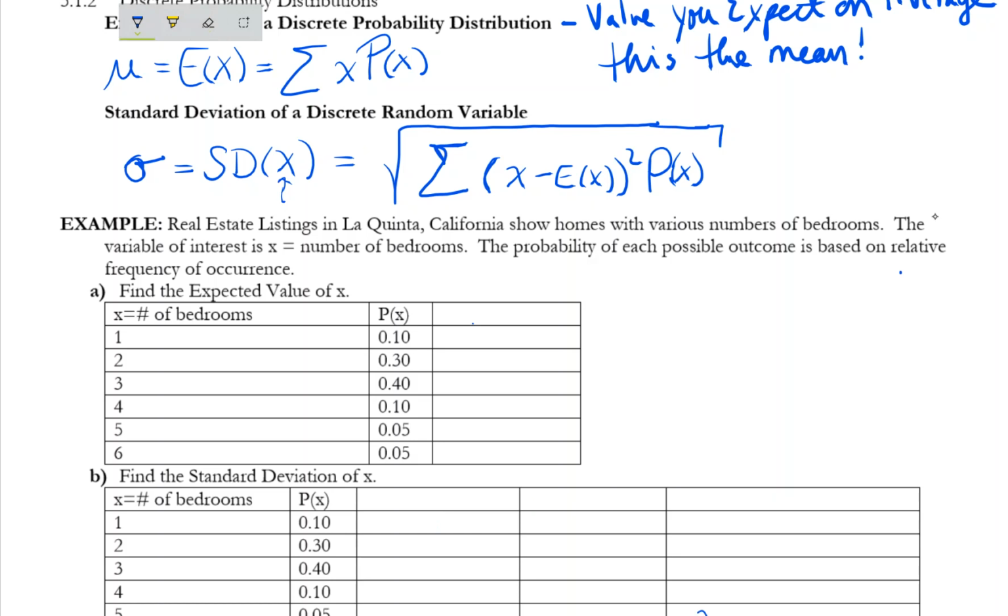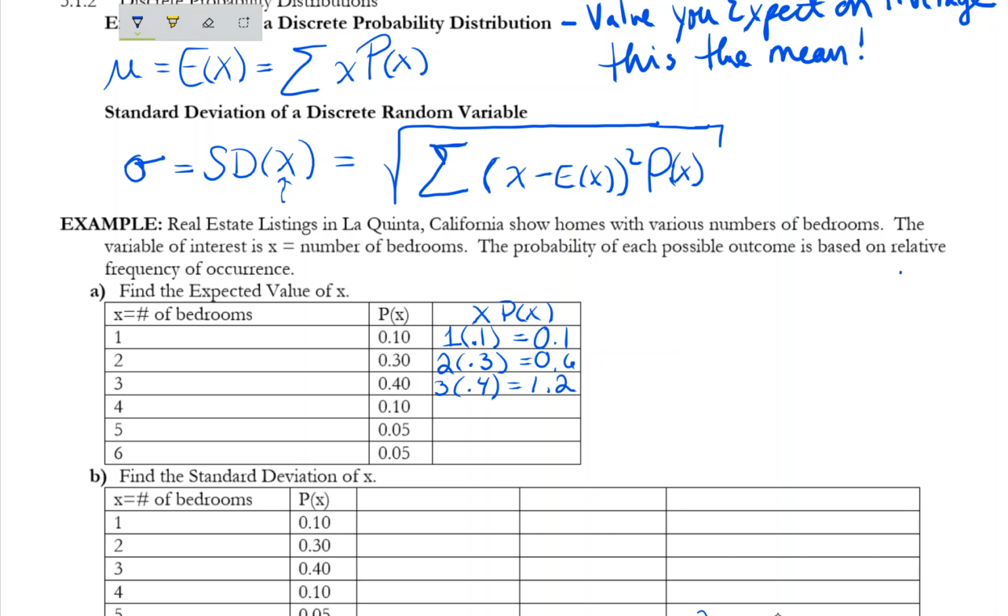So looking back at the formula up here, I need to figure out what x times p of x is and then add them all up. For this space, I'm going to do x times p of x. For the first row, x is 1 and its probability is 0.1, so 1 times 0.1 gives me 0.1 back. For the next row, 2 times 0.3 gives me 0.6. And the next row, 3 times 0.4 gives me 1.2.